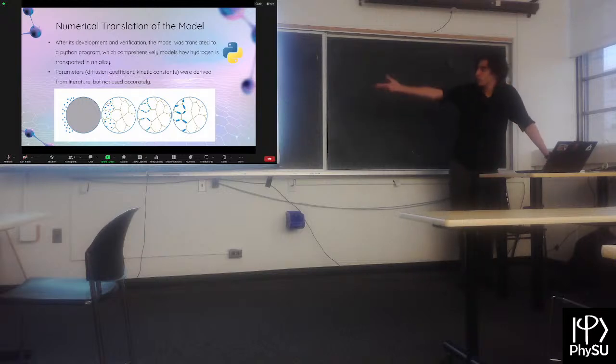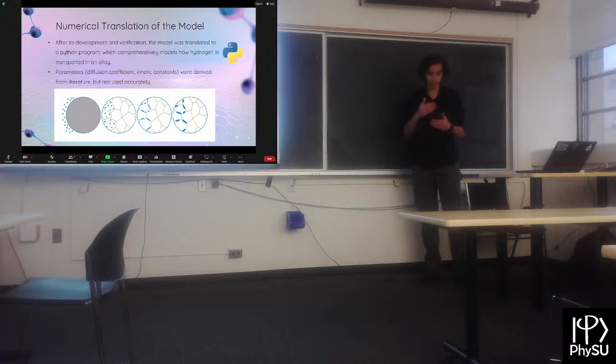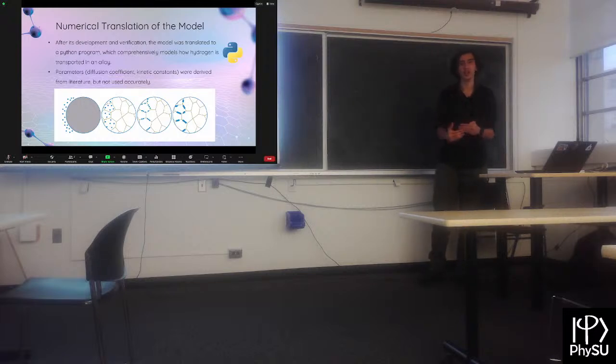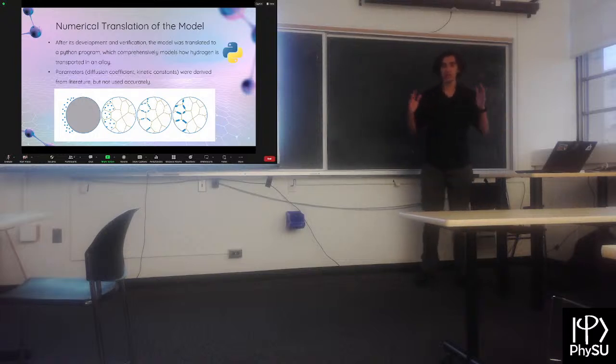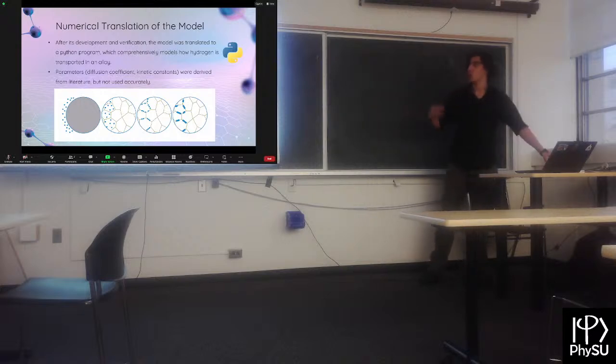And the parameters such as the diffusion coefficient and the kinetic constants were all derived from literature, but they weren't used directly. They weren't applied accurately to a situation with a specific kind of metal. It was more so I added in some very standard values just to see if the distribution of concentration would be accurate.